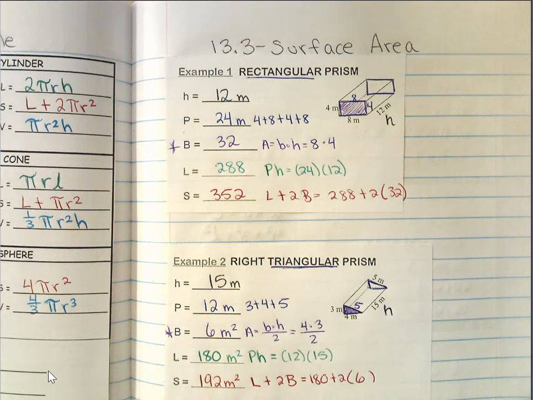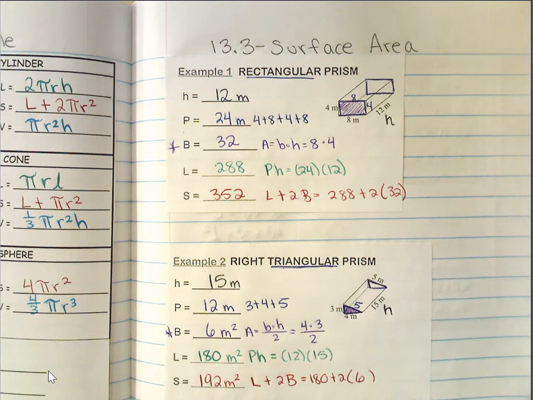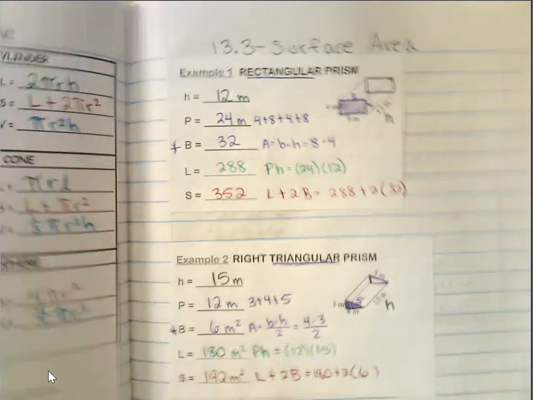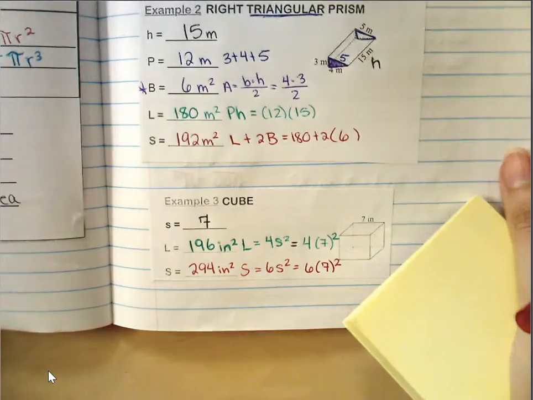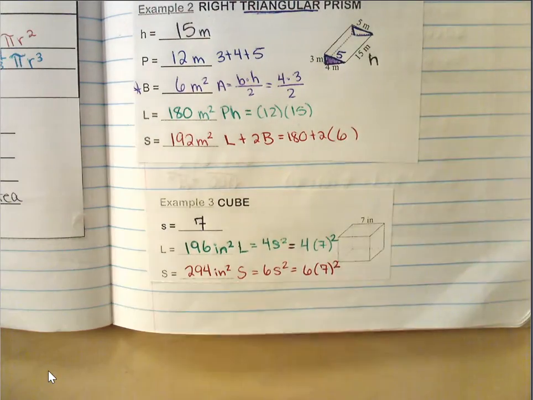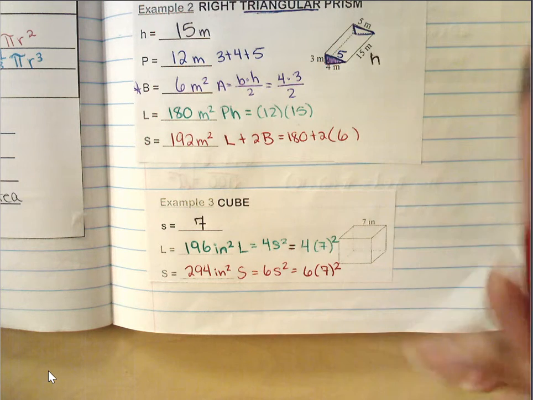Okay, so for this video we're doing 3 examples for prisms and cubes. And so for my first example, I'm doing a cube. So I already have everything filled in. I'm just going to explain the steps for this one.